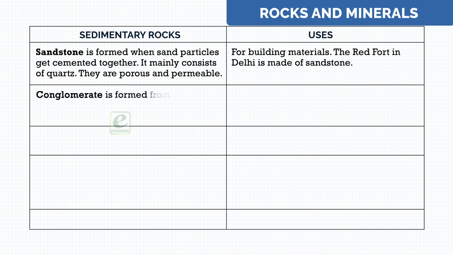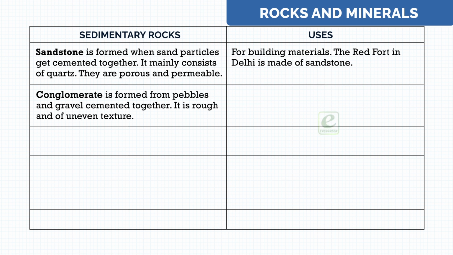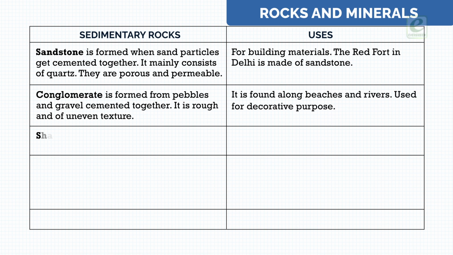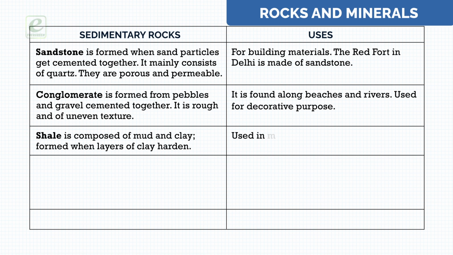Conglomerate is formed from pebbles and gravel cemented together. It is rough and of uneven texture. It is found along beaches and rivers, and used for decorative purposes. Shale is composed of mud and clay, formed when layers of clay harden. Used in making tiles and bricks.